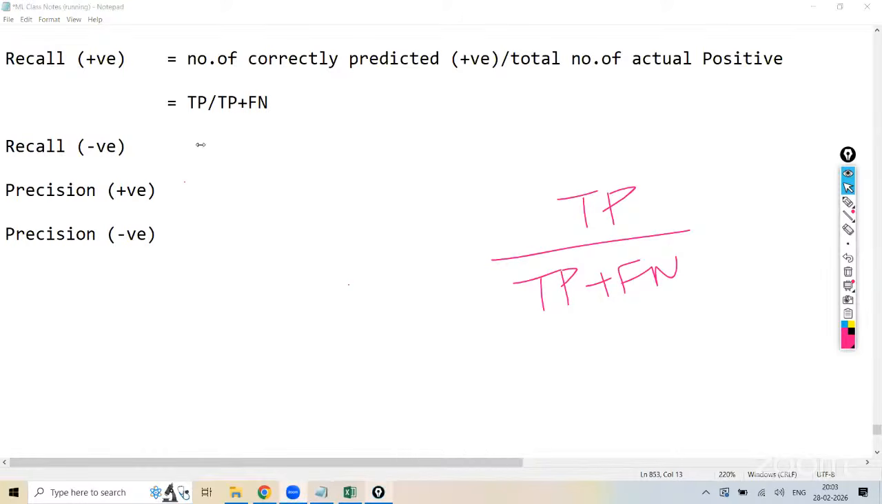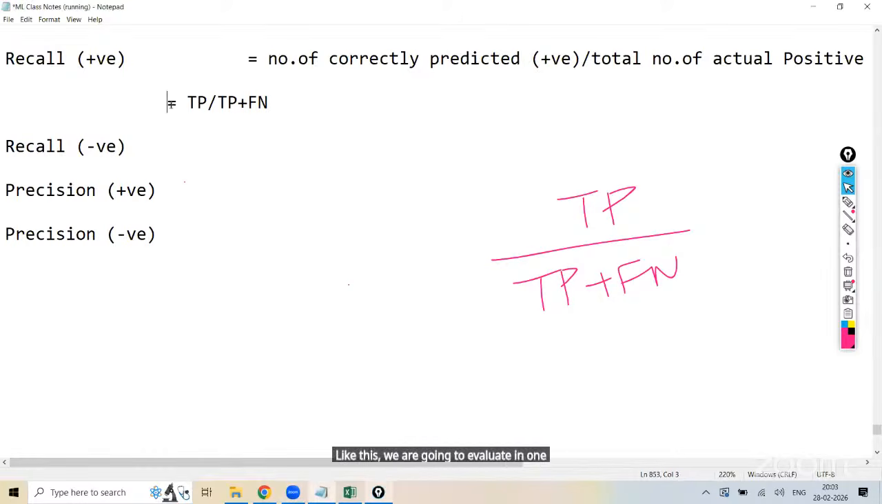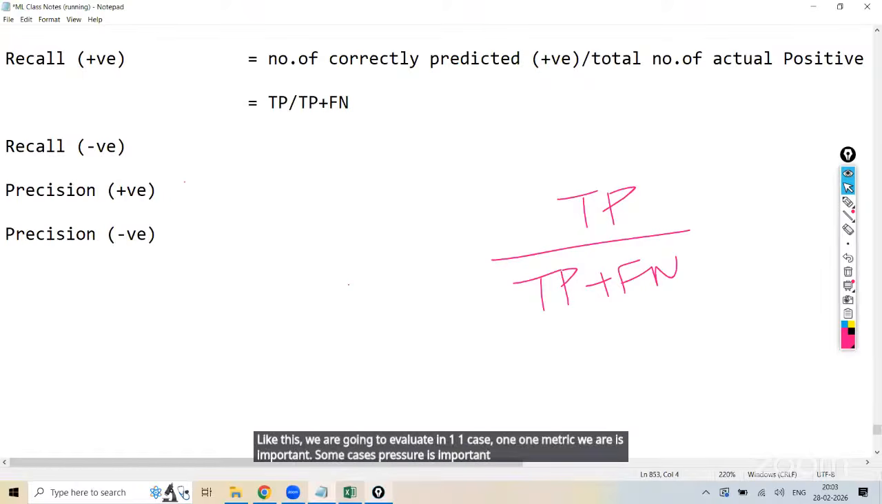Like this, we are going to evaluate. In one case, one metric is important. In some cases, precision is important. In some cases, recall is important. In some cases, accuracy is important. Like that, in each case, one is important. Every metric is not equal in every case.